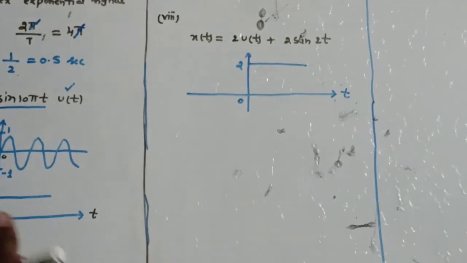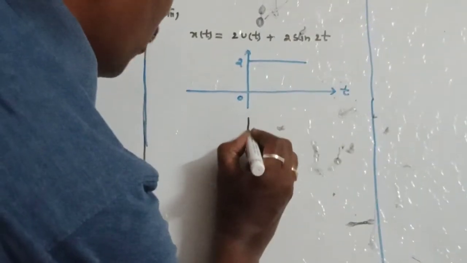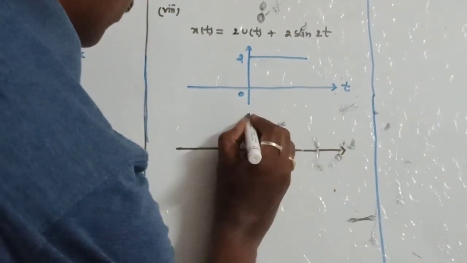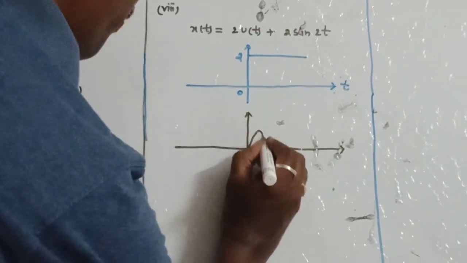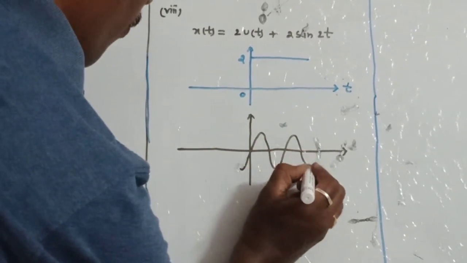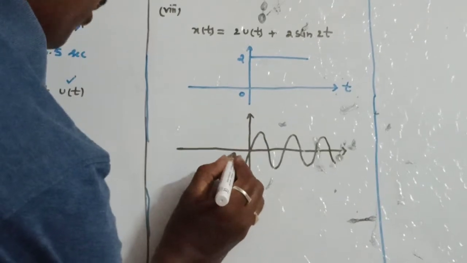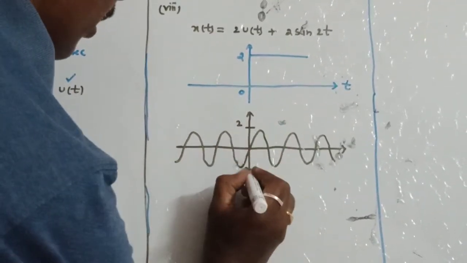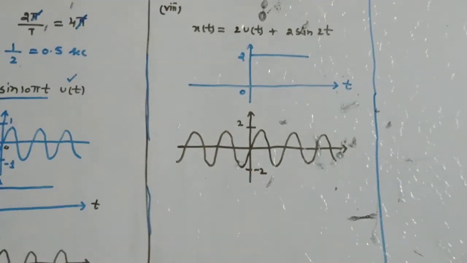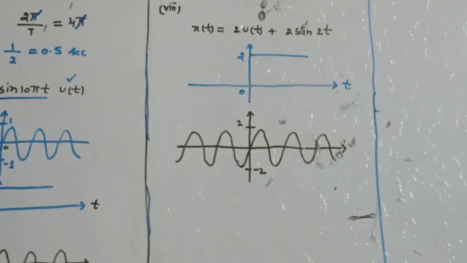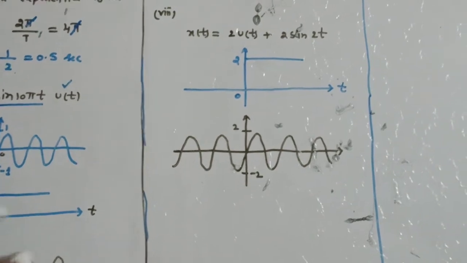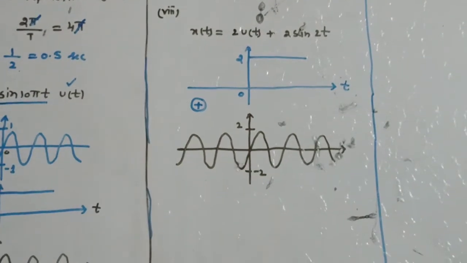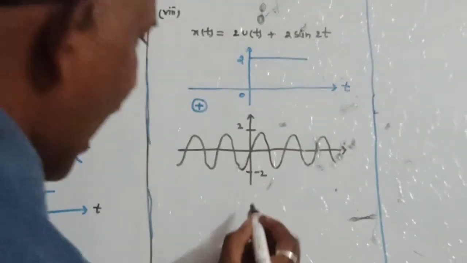2 sine 2t, you know how to draw. The positive peak is plus 2 and the negative peak is minus 2. So you have to identify that. Therefore we have to add these two. Remember that we have to add these two. It is a simple addition, so carefully add these two.